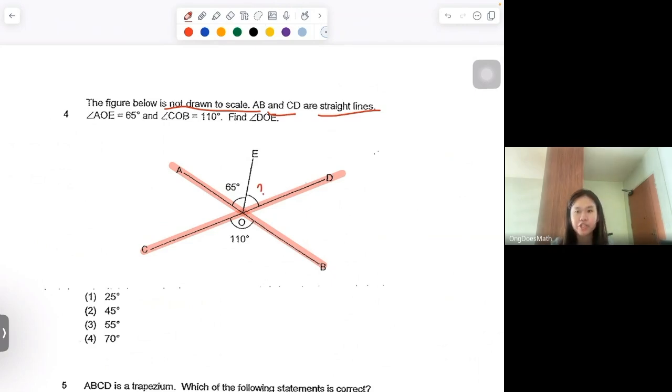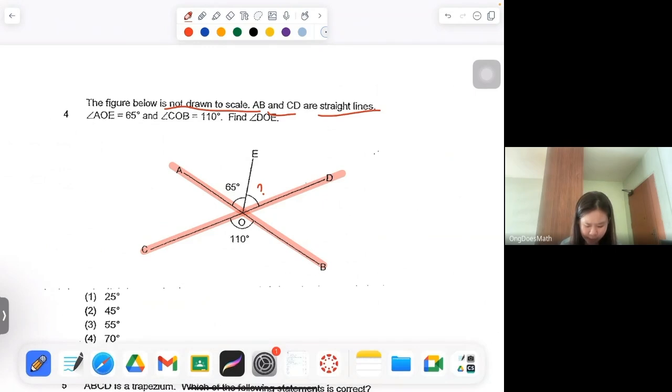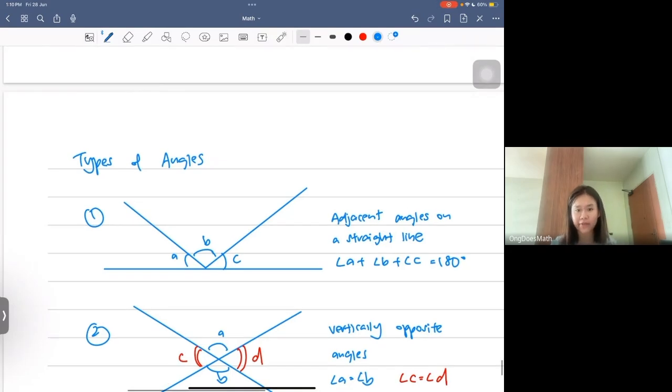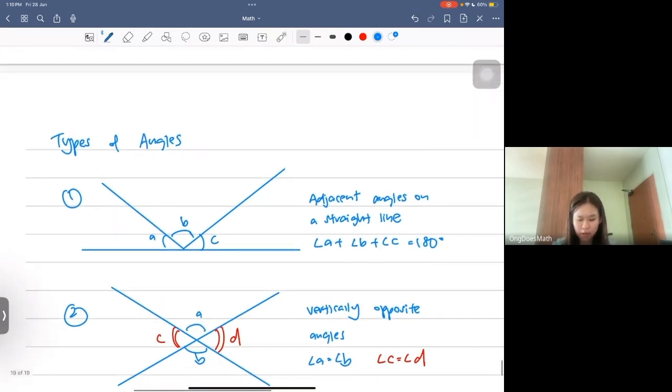For angle questions, there are only about 6 properties that you need to think of. Angle questions are relatively easier, because if you can recall all the properties, you'll be able to do the questions. So I will recap all the properties of angles you need to know. First one is adjacent angles on a straight line. All the angles on a straight line will add up to 180.